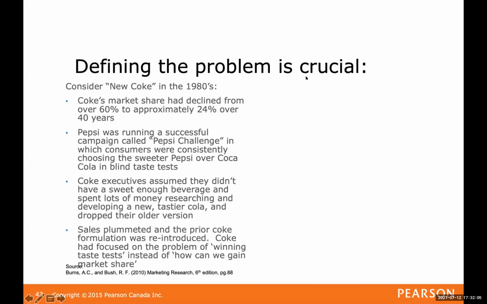All right, so defining the problem is crucial. This is an example: consider New Coke in the 1980s. Coke's market share had declined from over 60% to approximately 24% over 40 years. Pepsi was running a successful campaign called Pepsi Challenge, in which consumers were consistently choosing the sweeter Pepsi over Coca-Cola in blind taste tests. Coke executives assumed they didn't have a sweet enough beverage and spent lots of money researching and developing a new tastier cola and dropped their older version. And of course, sales plummeted. And of course, they had to go back to the original taste because a lot of market research was not done.